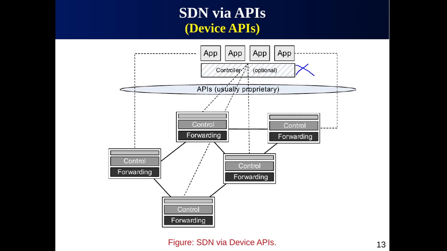Okay, so note that in this figure, the communication to the devices is using these APIs. We are not using a controller, and also we are not using OpenFlow. So the communication is directly through the APIs. And this is another way of implementing SDN with the help of APIs. But the API is between the application and the devices.